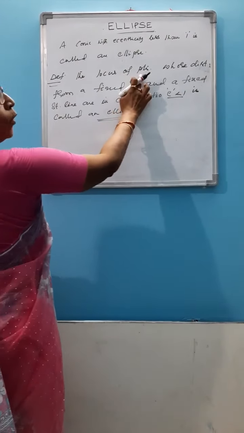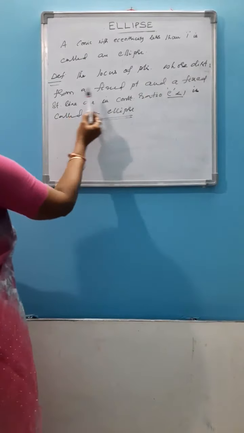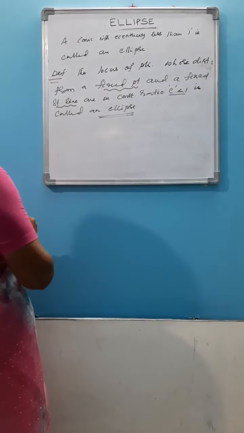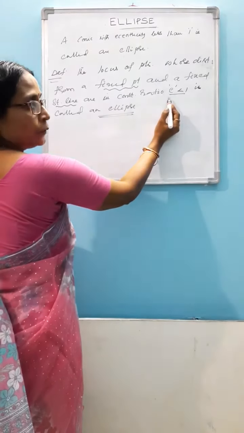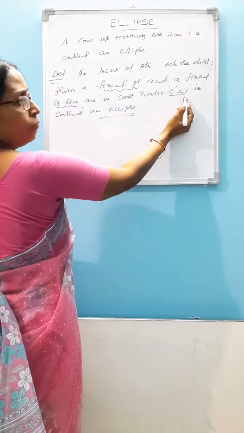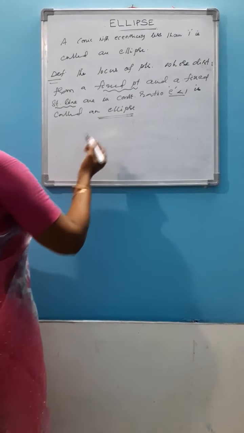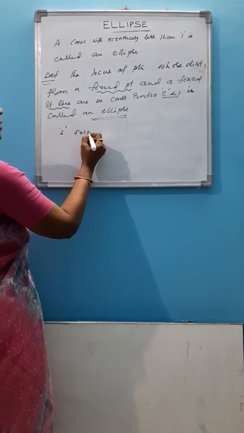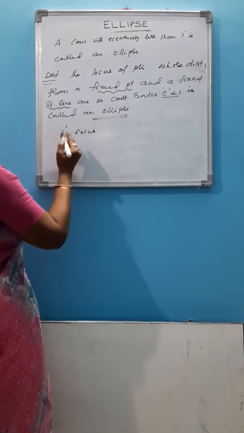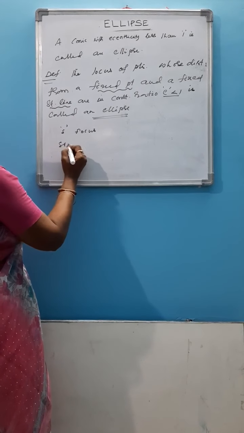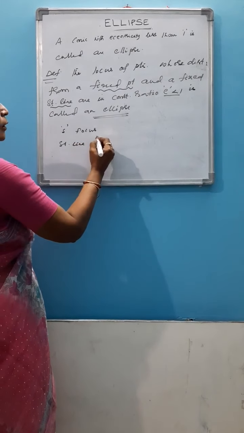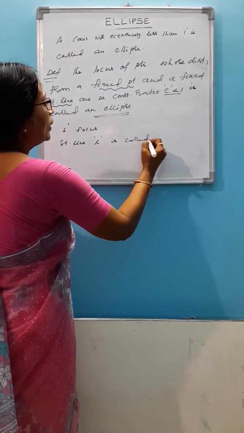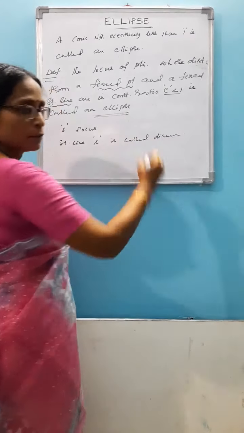The locus of points whose distance from a fixed point and a fixed straight line are in constant ratio, that ratio being less than 1, is called an ellipse. That fixed point is called the focus of the ellipse, and that fixed straight line is called the directrix of the ellipse. Okay?